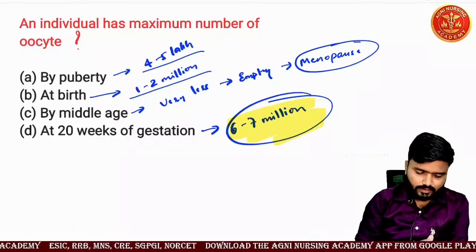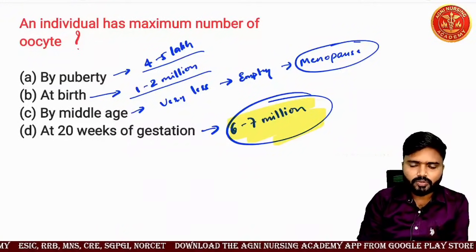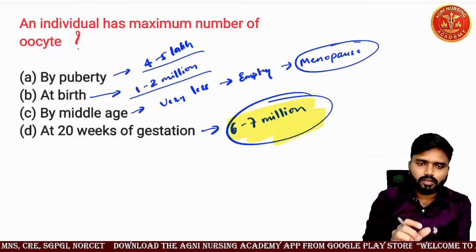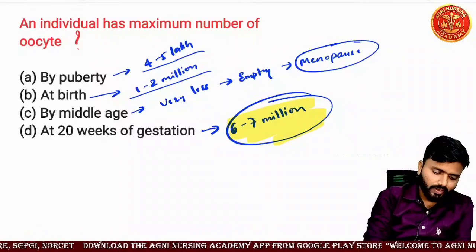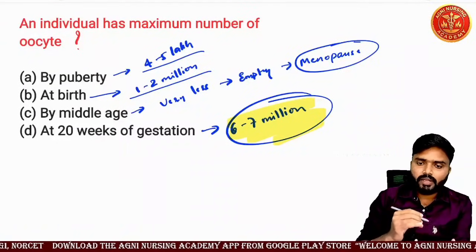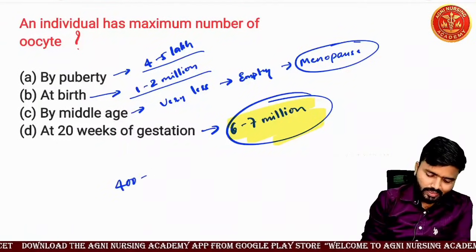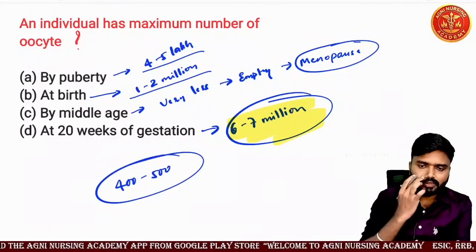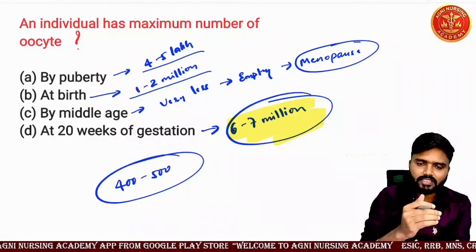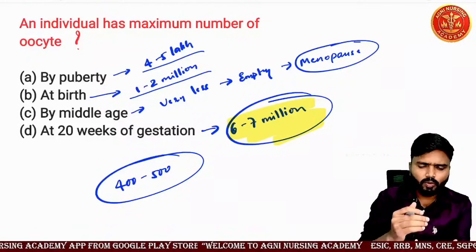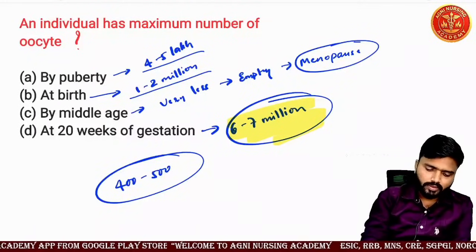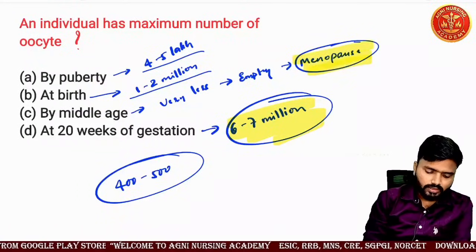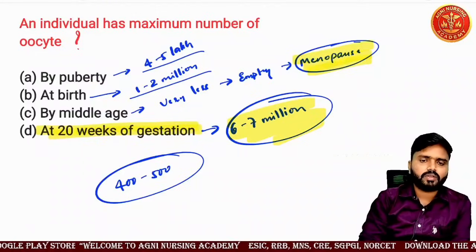By the age of puberty, that is around 12 to 13 years of age, only 4 to 5 lakh remain. Understood? Only 4 to 5 lakh. At that time also, every month 400 to 500 mature follicles will start to mature or rupture, so ovulation will happen. When all these 4 to 5 lakh follicles start depleting, that condition we call the menopause. Understood? So this is a very important question, option D is the correct answer for this question.